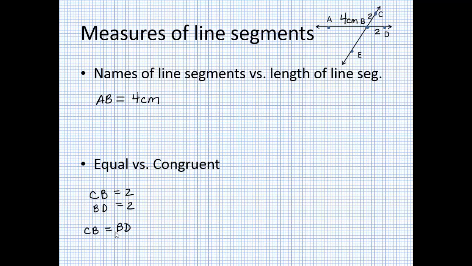And what this means is that the distance between C and B is the same as the distance between B and D. If we're talking about the line segments being the same figure, we say line segment CB is congruent to line segment BD. We have to use the congruent symbol when we're talking about geometric figures. These are not numbers, they're pictures, but we use the equal symbol when we're talking about numbers. That's an important distinction that you use for all geometric figures and the measures of them.